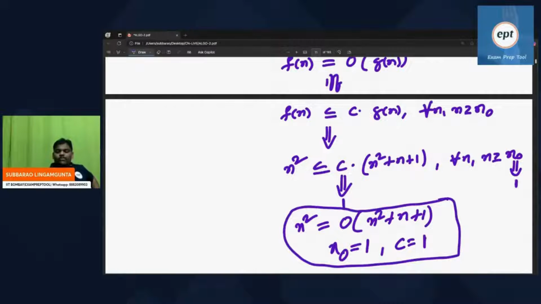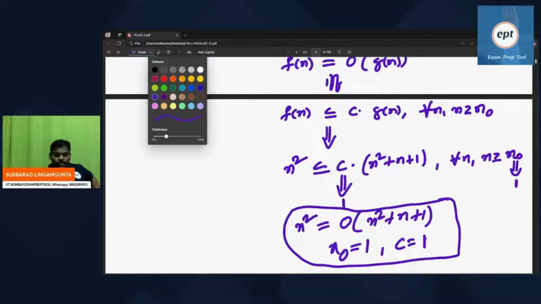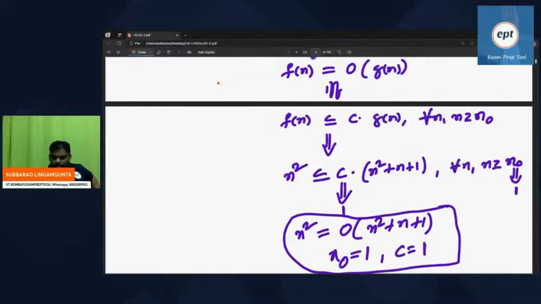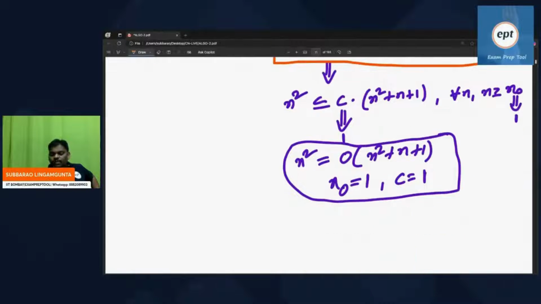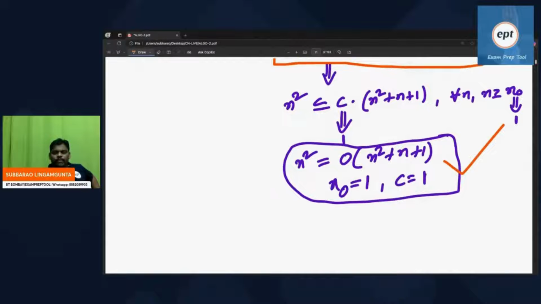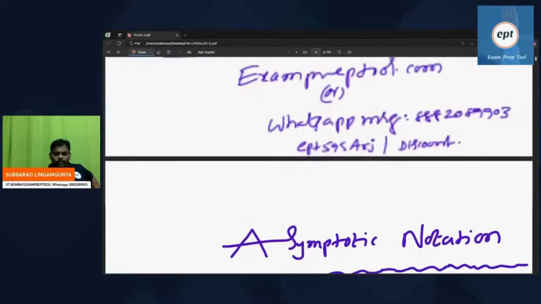Big O notation has one condition. If you can satisfy this condition, then you can say that between those two functions, big O notation holds good. I am able to satisfy it, so I can say big O notation is satisfied. Let me know if anyone has any doubt.